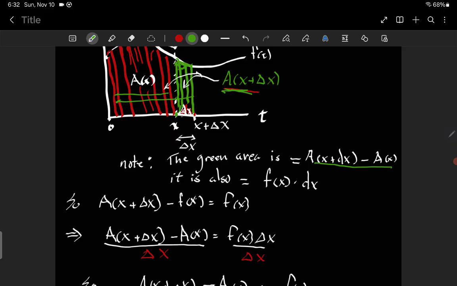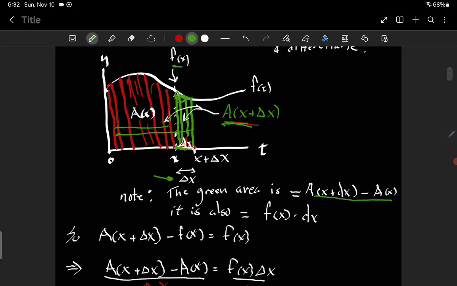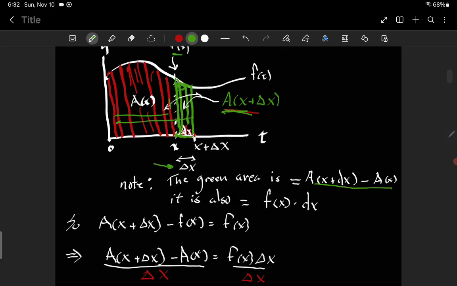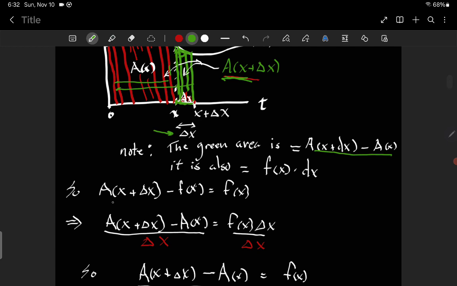But another way of saying that is taking delta x, which is this guy right here, and multiplying it times f of x. Because f of x is the height, so you have the height times the width. So I have two ways of saying the same thing. If you take the area from x plus delta x all the way back, minus, and this should be minus A sub x, that would be the area from the red all the way back. Well, I'm saying it's also equal to f of x times delta x.